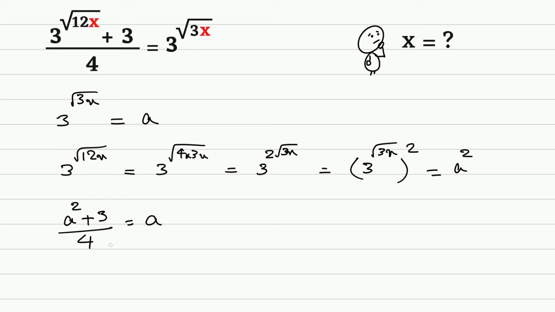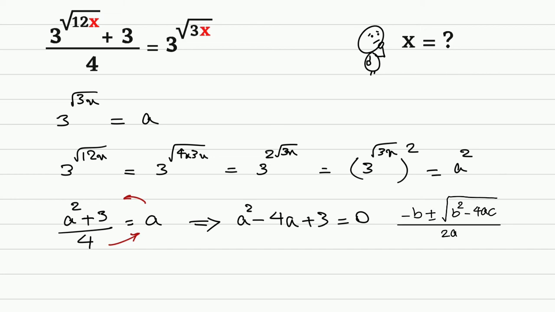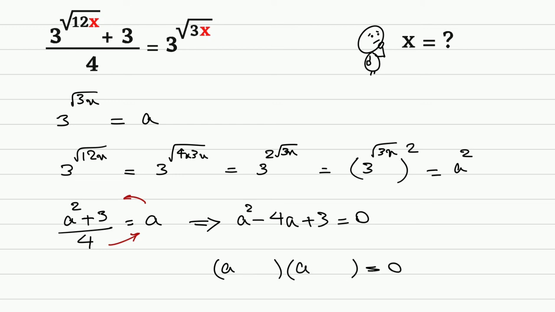Now let's cross multiply. We have 4 times a, and we bring it to the other side. So it becomes a squared minus 4 times a plus 3 equals 0. Now we have ourselves a nice quadratic equation. Now we can solve it in the classic way, negative b plus minus square root blah blah. Or we can write it like this, the product of two expressions.